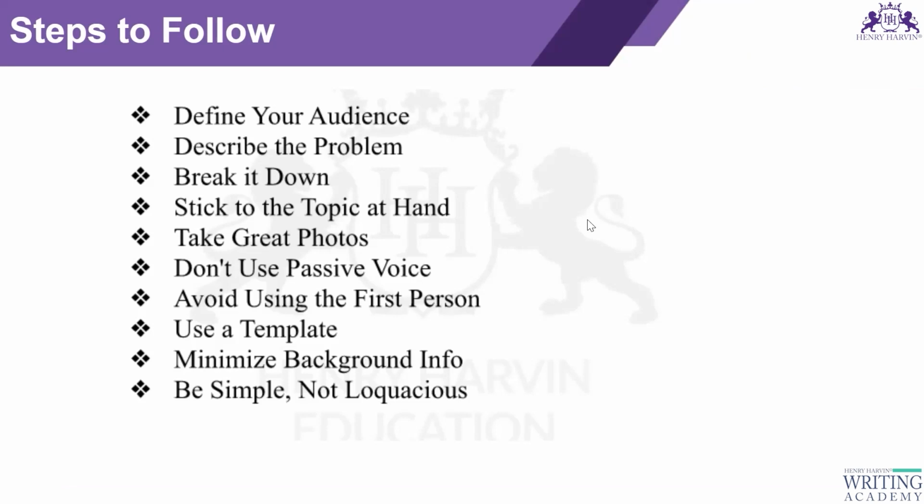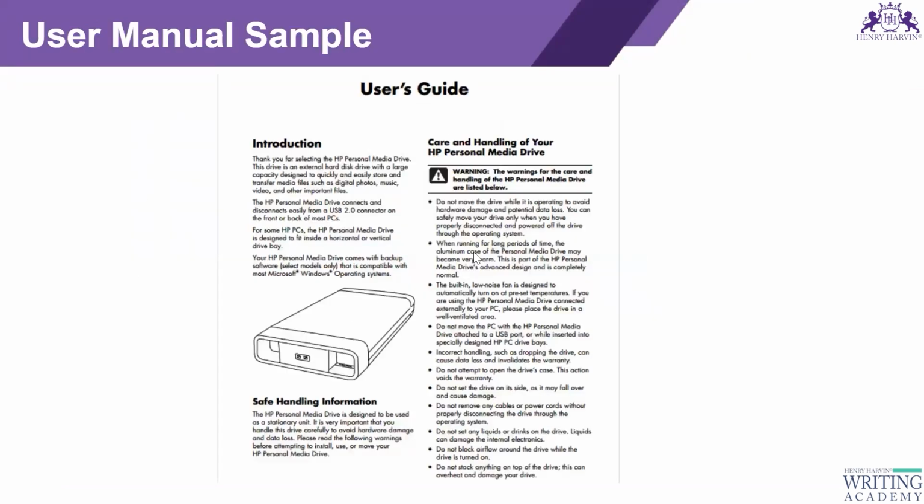I will just show you one example of a user manual. If you can see this, a simple introduction is given. It's a media drive of HP and how to handle it. In the bullet points, it is written with an image. It is not one of the great examples, but this is the one that I could find. You can see it's a simple, formally written document describing this particular device.